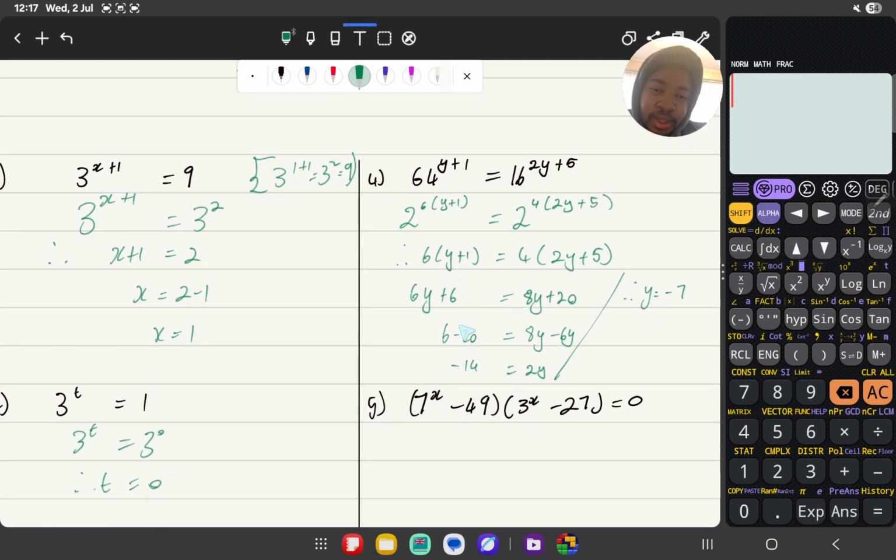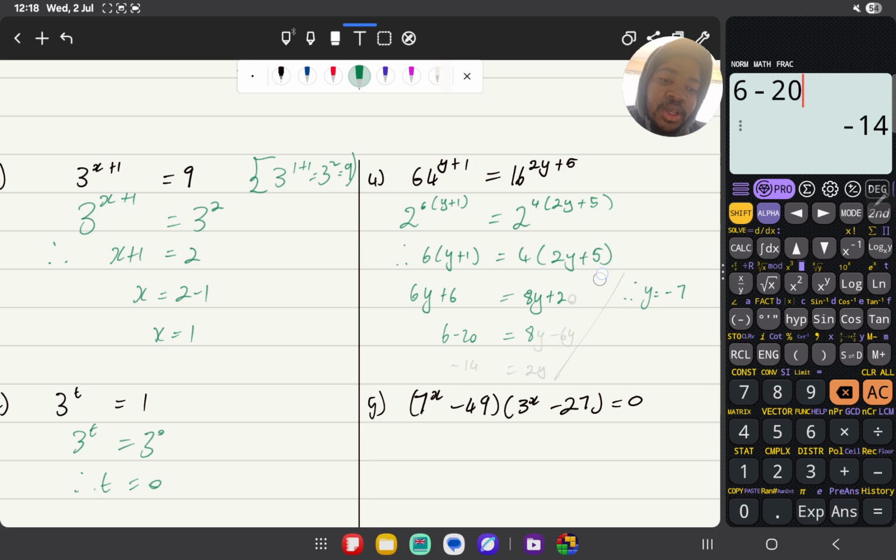So we have solved everything. The bases are the same. We therefore equate the exponents. We have 6y plus 6, we have 8y plus 20. We do the transposing, so 8y goes that side, 6 goes the other side, we have 14 minus 14. So minus 14, we have therefore y to be minus 7.